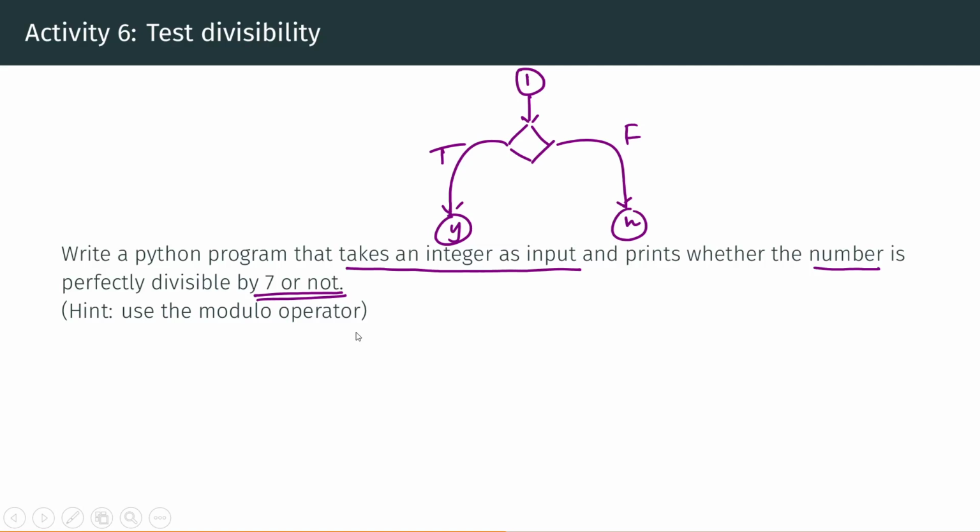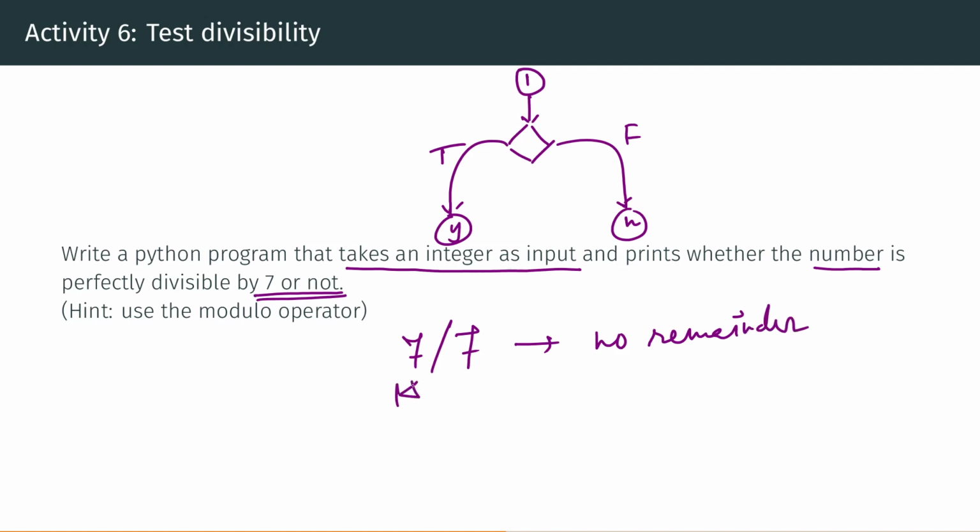So how do we test for divisibility? What we do is give it a number. Let's say the number is 7. If you divide 7 by 7, you get no remainder.